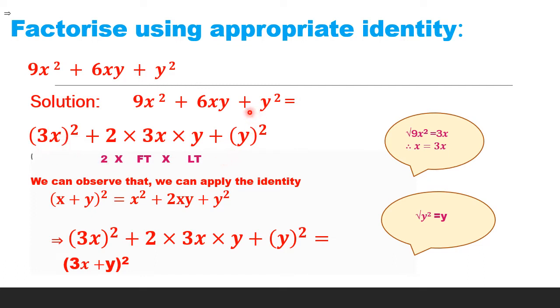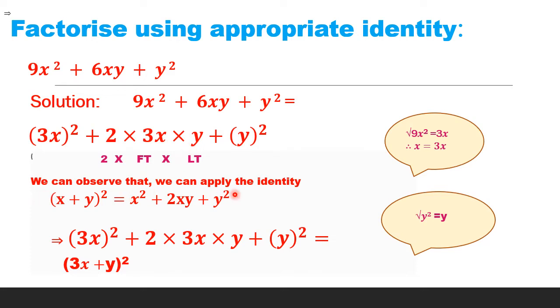As well as, what is the square root of y squared? It is y. Write that y in the bracket and square it. Now this is the first term and this is the last term. And what is the middle term? 2 into first term into last term. So 2 into 3x into y.